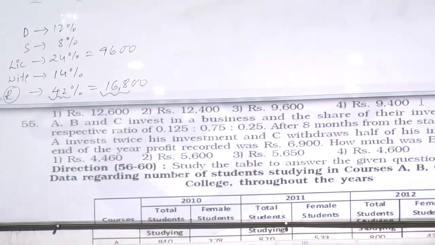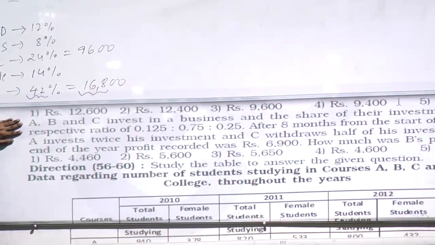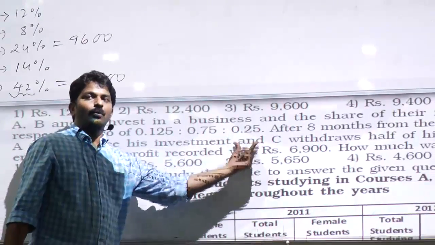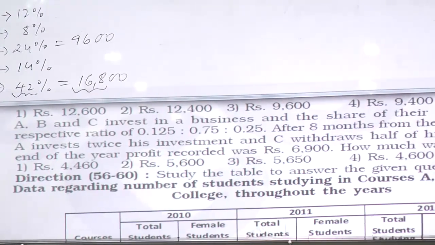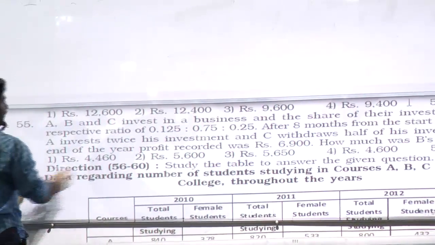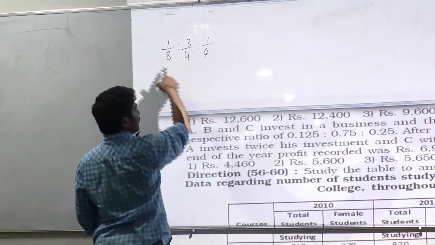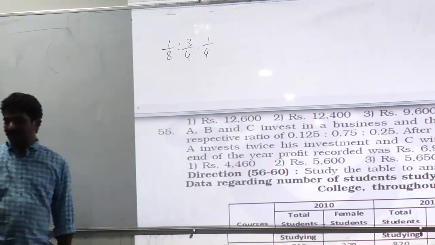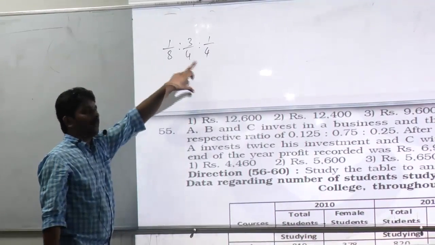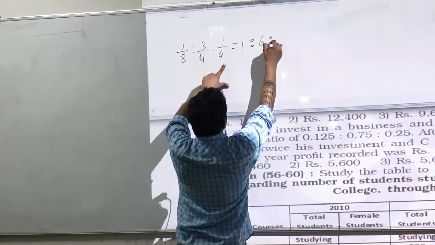(55) A, B and C invest in a business and the share of their investments is in the respective ratio. What is this? 1/8, 3/4, 1/4. Let's convert decimals to fractions and fractions to integers. This is 1/8, the next one is 3 by 4, and the next one is 1 by 4. I don't want to even use fractions here. Let's take the LCM of the denominators and multiply every fraction with that. LCM of the denominators is 8. Multiply every fraction with 8. So that will be 1, 6, 2.